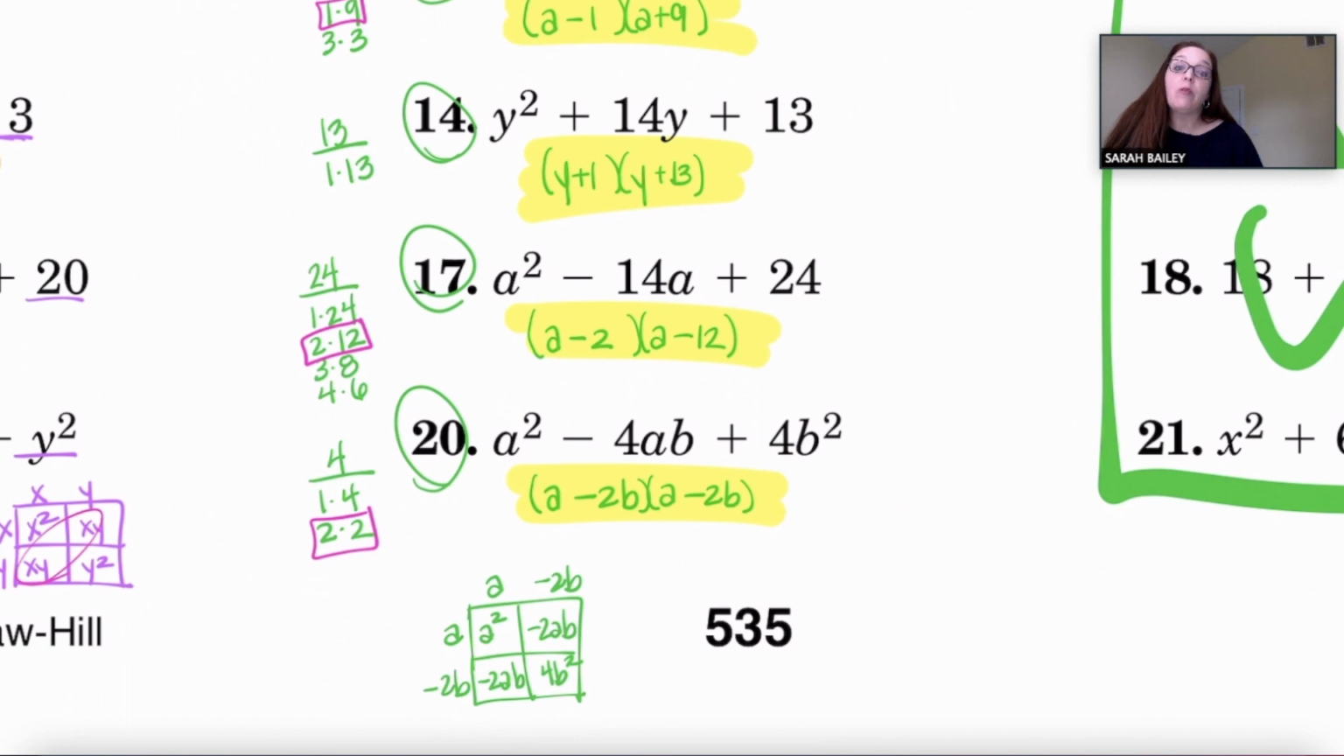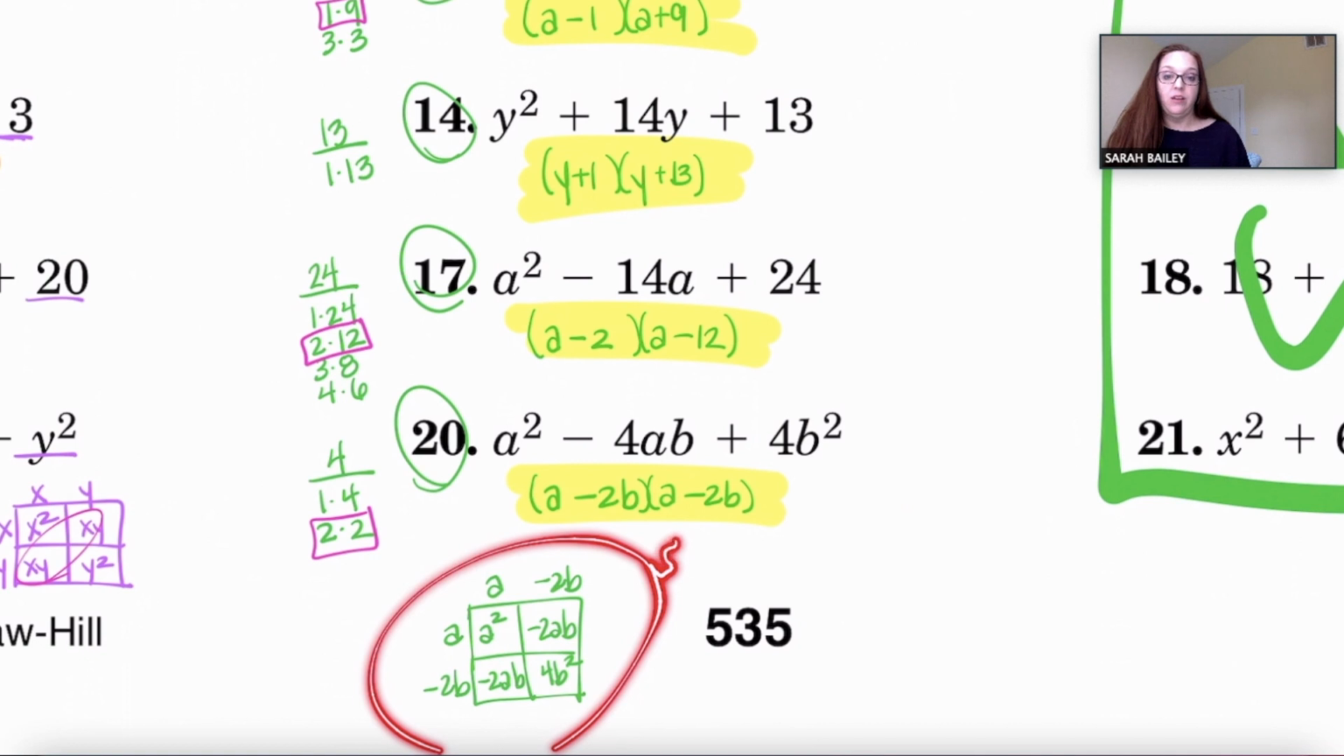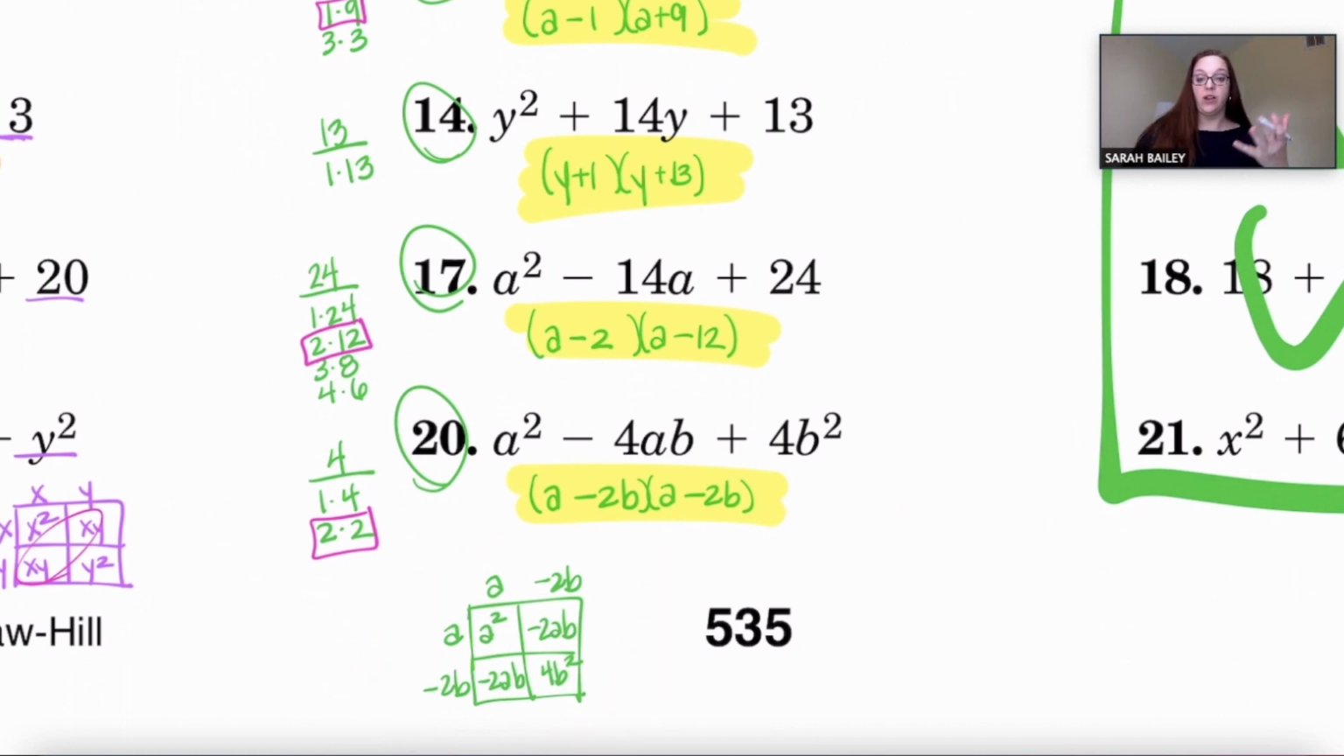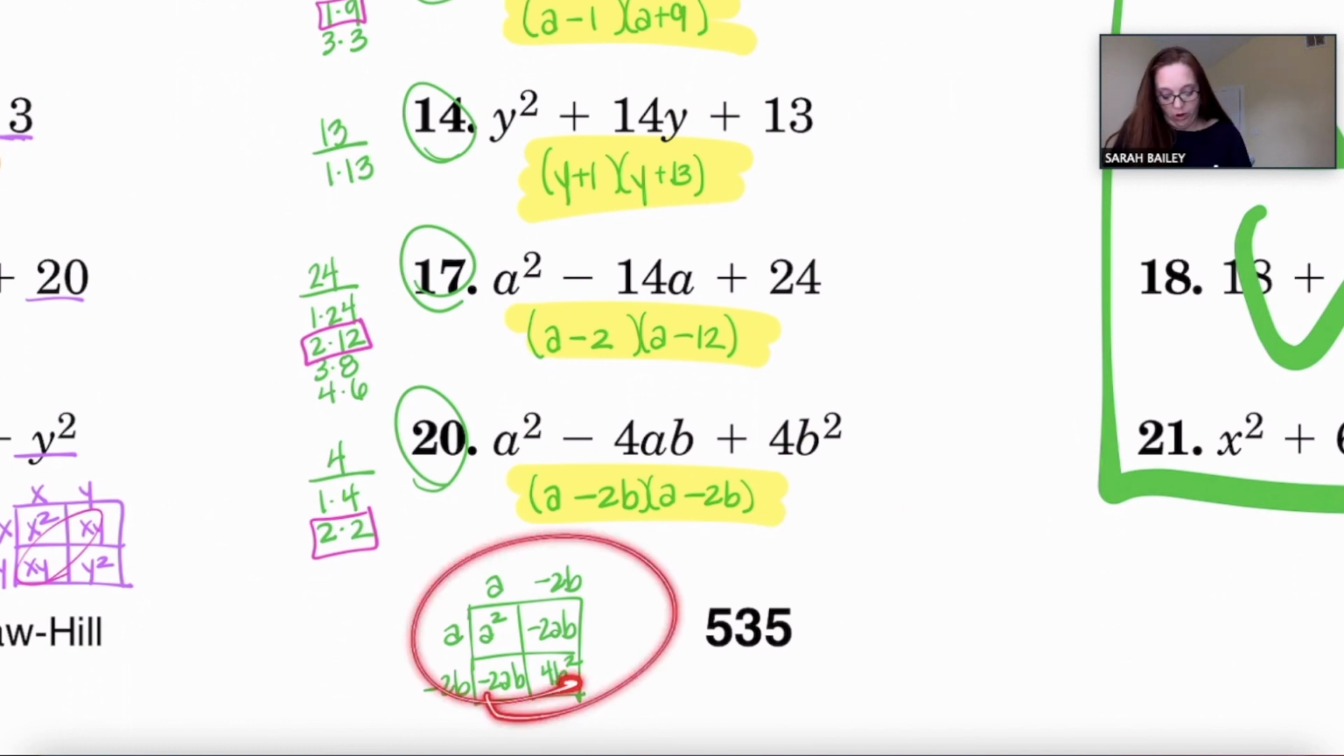Okay, and you can see with number 20, I double-checked my work down here by multiplying that a minus 2b times a minus 2b to make sure it worked out. So you can always double-check your work by multiplying the polynomials. All right, so now we're going to go to the next page.